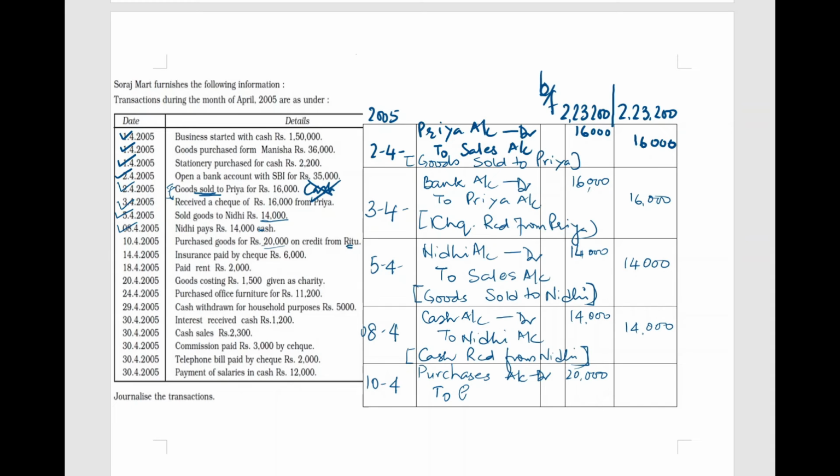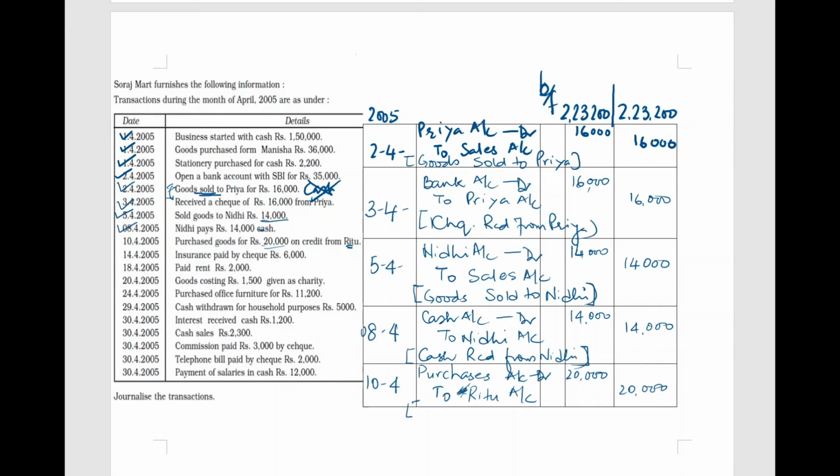Okay, 1 minute. Spelling mistake. What happened to this? Okay, sorry. It's not going. Anyways, so we just work on this. Okay. To, with this only I work. To Ritu account. So 20,000.